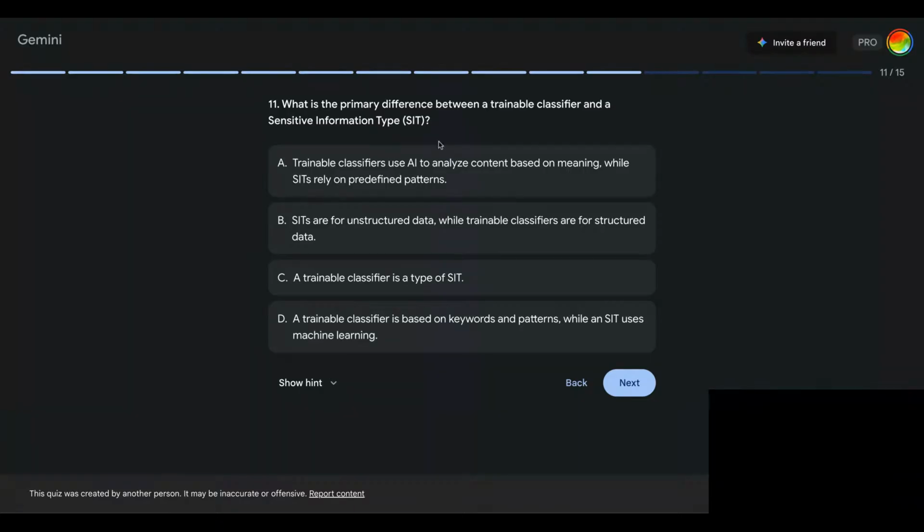Okay, let's go to number 11. What is the primary difference between a trainable classifier and a sensitive information type? I think we touched on this. You should know this answer by now.